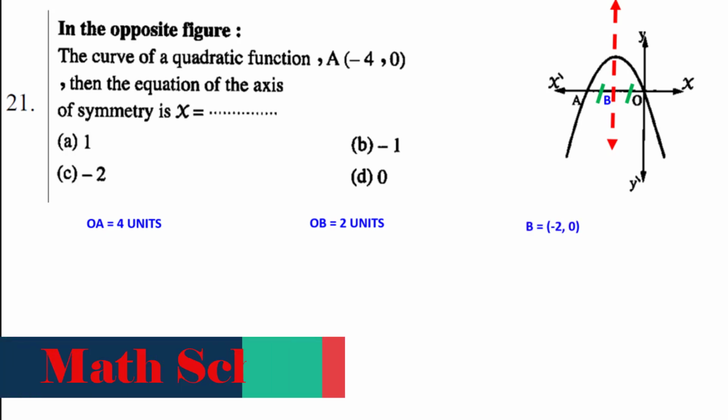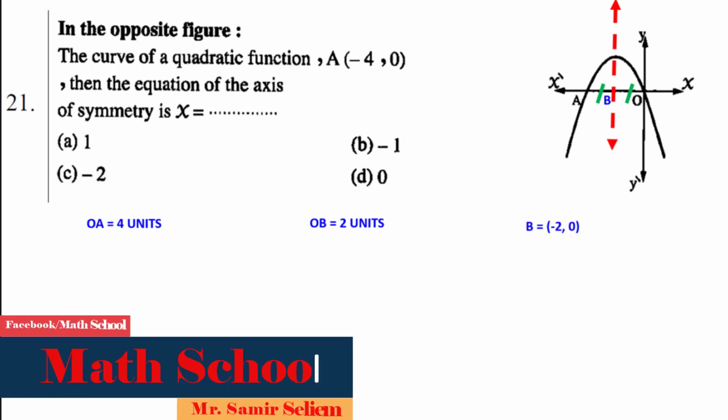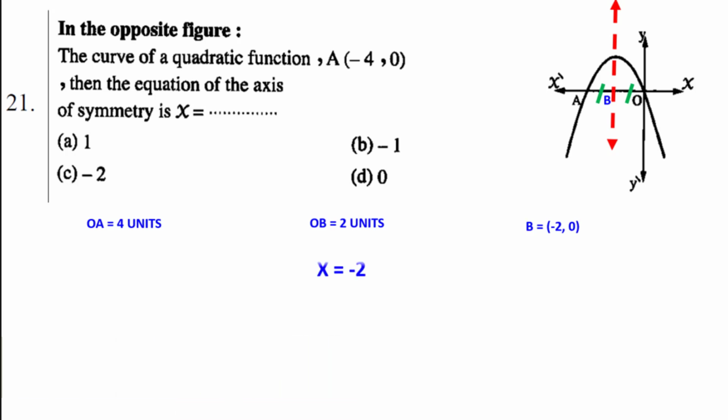Now the point B is what, guys? Negative 2 and 0. Now, guys, we can write the equation of the axis of symmetry as x equals what? x equals negative 2, the x coordinate of the vertex of the curve. Now the correct answer, guys, is C.